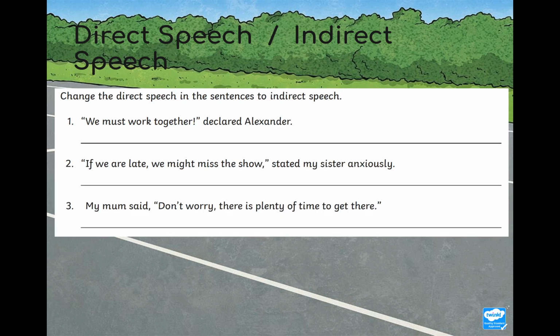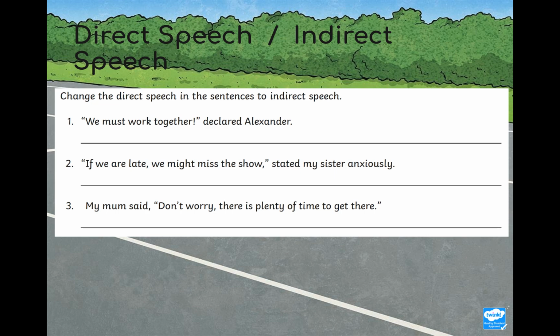And the last part of your homework looks like this. It says change the direct speech in the sentences to indirect speech. So right now, all 3 sentences have direct speech. Now I want to change them. So remember, like that example with the little boy: "I want ice cream," screamed the little boy. And when it changed to indirect speech, it said, the little boy screamed that he wanted ice cream.